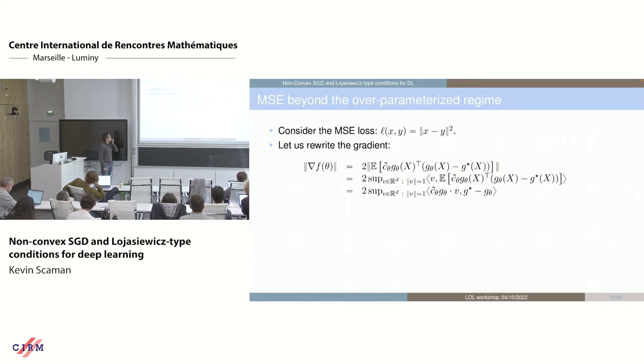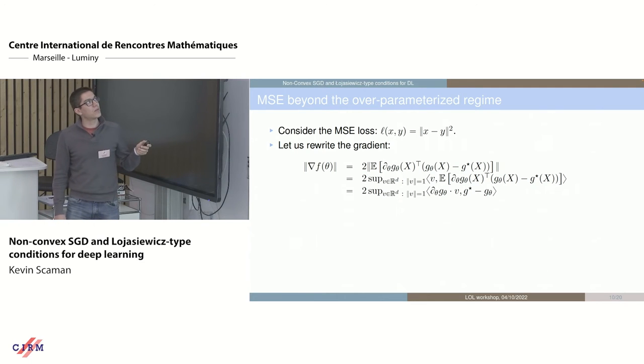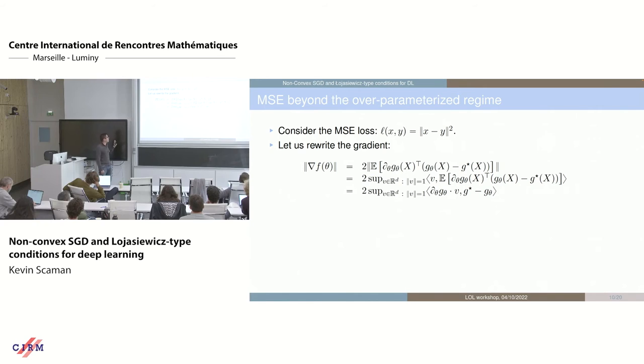Okay, so now I'm going to show you what happens. One of the things that you can do with it, of course it's not the only solution, is rewrite. As I was mentioning, in this case I'm going to look specifically at the mean square error loss. So I'm going to look at a simpler setting than I was presenting before, but you will see that there is a nice interpretation to it.